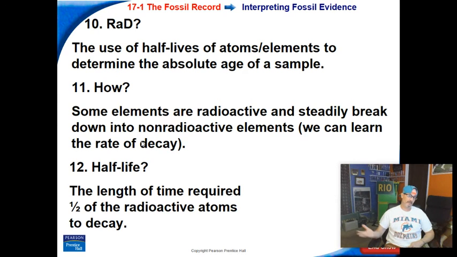A half-life is the length of time required for half of the radioactive atoms to decay. So simply you multiply that by 2, and that is all of the radioactive part of the element changes to the non-radioactive. A half-life is something that we use to calculate how much is left, how much is gone, and of course, knowing the rate, we can calculate when the decay began.